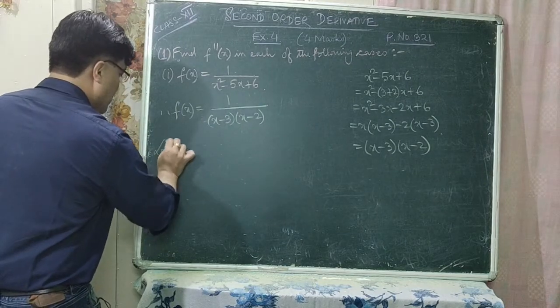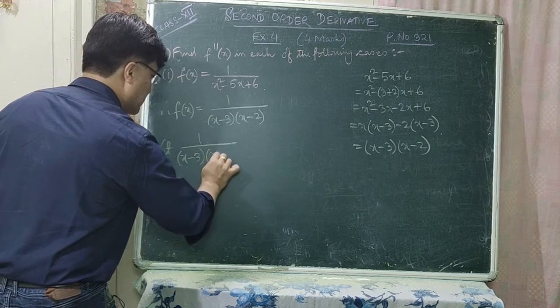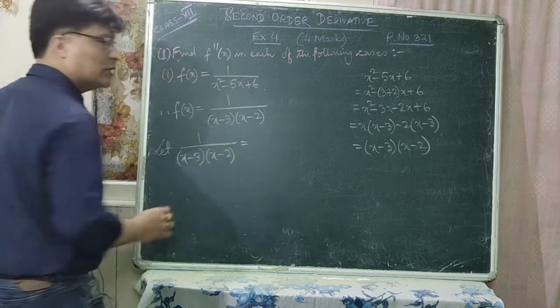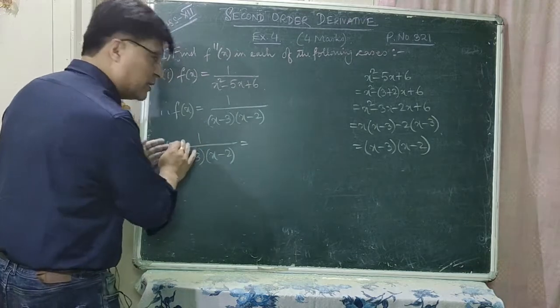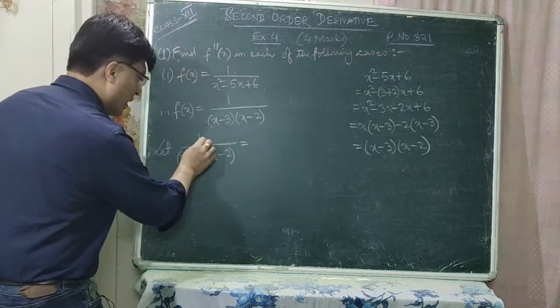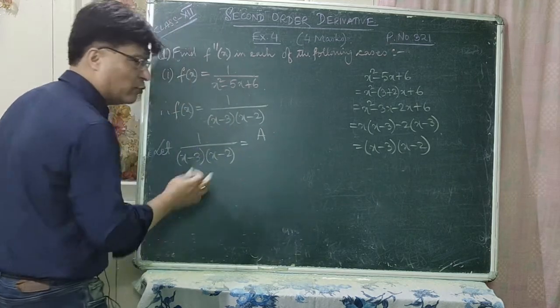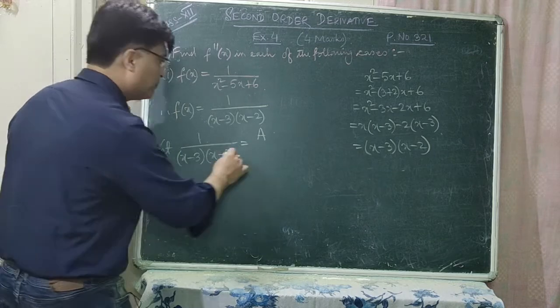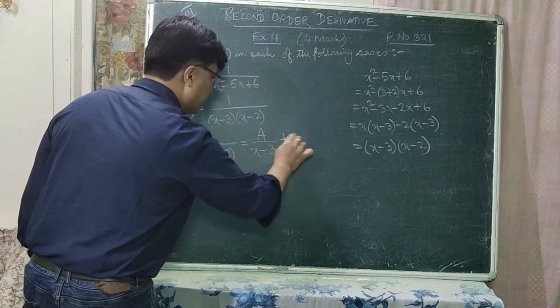Let 1 upon x minus 3 into x minus 2 is equal to the partial fraction. You have to convert this fraction into partial fraction. The partial fraction is like this. 1 upon x minus 3 into x minus 2 is equal to some constant. Suppose that constant is a. We don't know. You have to find out the value for a. Divided by which is the first factor here. This is your x minus 3 plus sign.